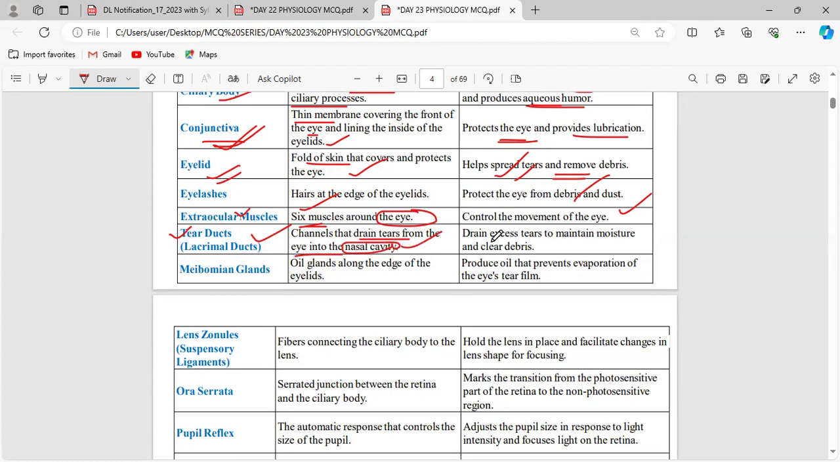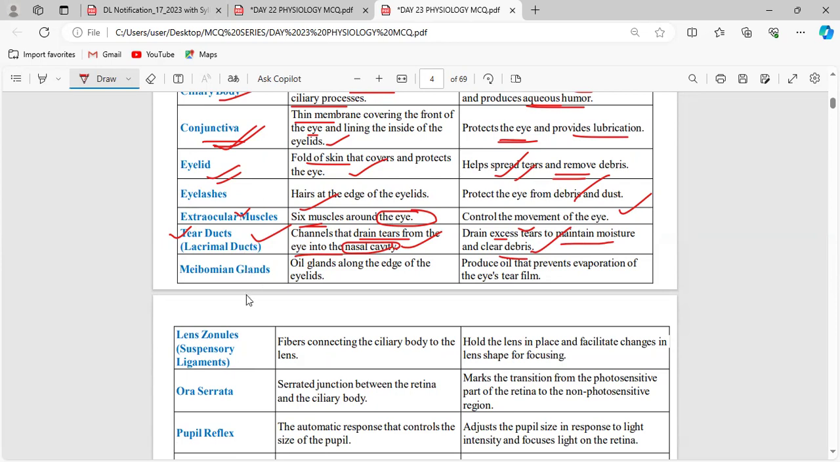Now, what is the function of the tear ducts? The excess tears are drained out of the eye. What is the purpose of that? To maintain moisture and clear debris. Okay, so the eye is very sensitive. We have to protect the eye. So these are all mechanisms performed by the body to protect our eye.